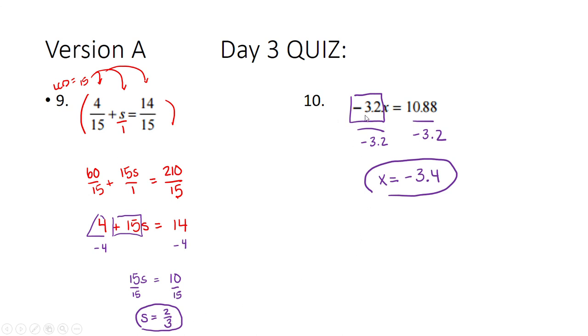Okay, number 10, we only have a rectangle, so we only have to divide by negative 3 over 2, which will give us the answer as negative 3.4.